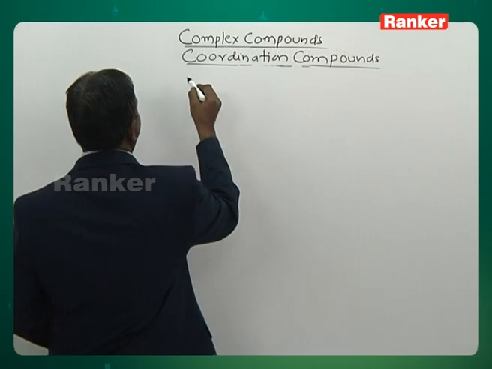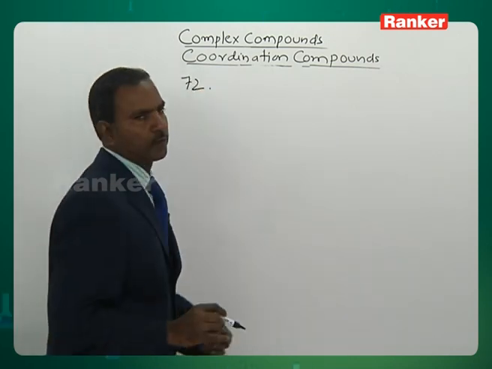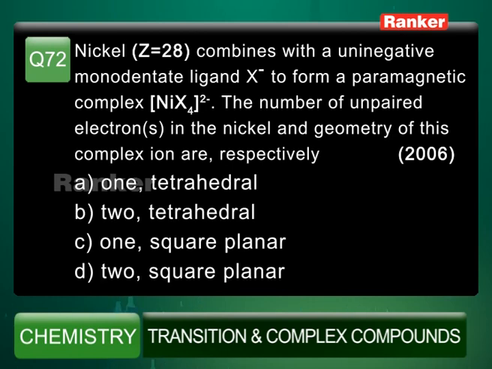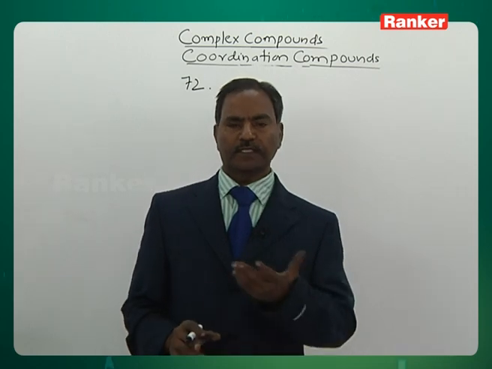Question number 72. Nickel (Z equal to 28) combines with a uninegative monodentate ligand X to form a paramagnetic complex, [NiX4]2-. The number of unpaired electrons in the nickel and the geometry of the complex ion, respectively. A monodentate ligand is said, X.